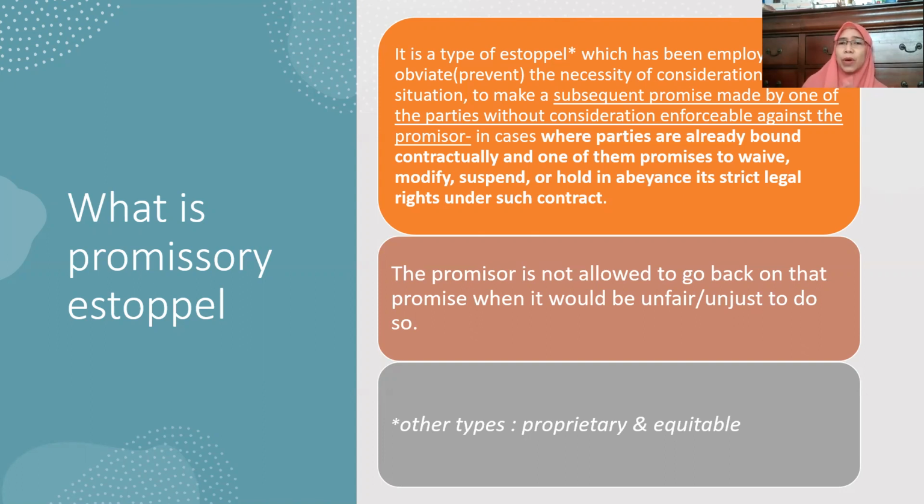So in what situations? In cases where parties are already bound contractually, usually they have a contract already between them, and one of them promises to waive or modify, to suspend or hold in abeyance, his strict legal rights under such contract. In that situation, the promisor, by virtue of his promise, is estopped. He's not allowed to go back on that promise, because it will be unfair or unjust to do so. If he promised to waive certain of his rights, and later said, oh no, I'm taking back my words, it would be unfair or unjust to the other party, the promisee.